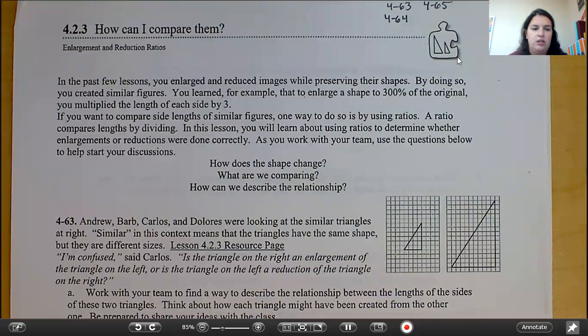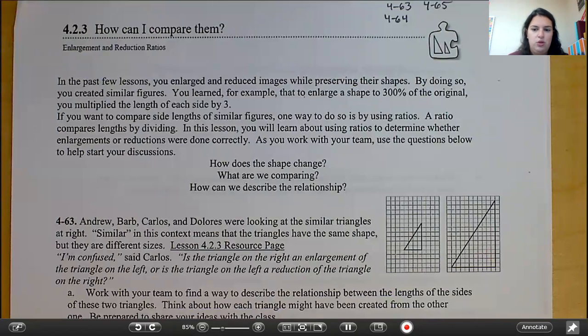Enlargement and Reduction Ratios. In the past few lessons, you enlarged and reduced images while preserving their shapes. By doing so, you created similar figures. You learned, for example, that to enlarge a shape to 300% of the original, you multiplied the length of each side by 3. If you want to compare side lengths of similar figures, one way to do so is by using ratios. A ratio compares lengths by dividing. In this lesson, you will learn about using ratios to determine whether enlargements or reductions were done correctly.